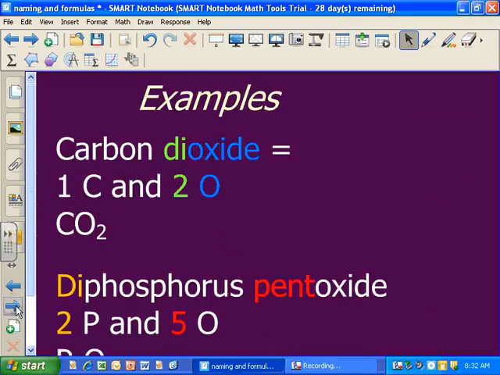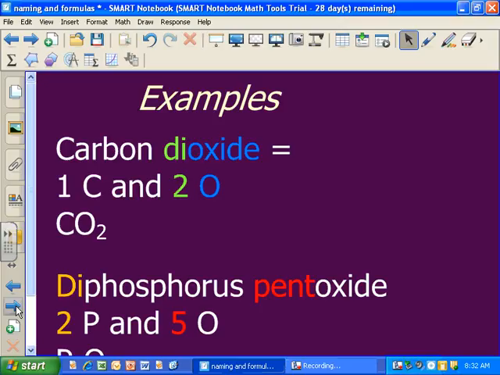The first example, carbon dioxide. There's one carbon because there's no prefix. The prefix di on the oxide part stands for 2 oxygens. So it is CO2. There's absolutely no crisscrossing in a formula like this.